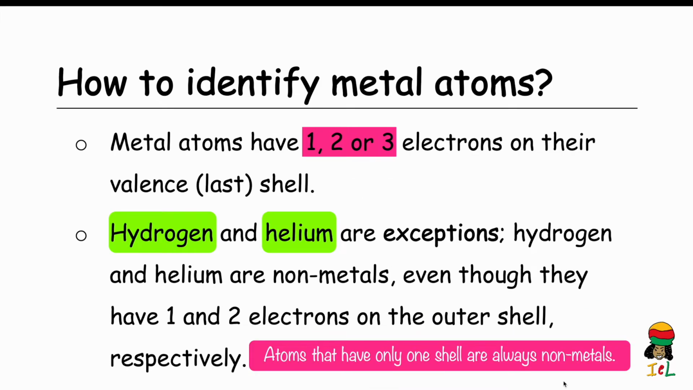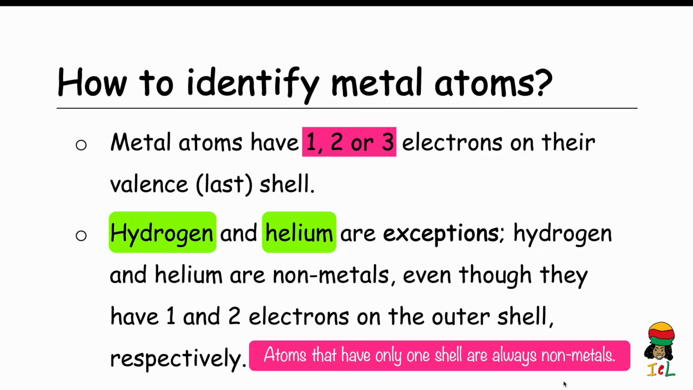You may recall from the previous lesson in this unit that we identify metal and nonmetal atoms by the number of electrons on their last or valence shell. Metal atoms, of course, will have 1, 2, or 3 electrons on their last shell. An exception to that is hydrogen and helium, hydrogen having 1 electron on its last shell and helium having 2. But for both atoms in this exception, they have only 1 shell.